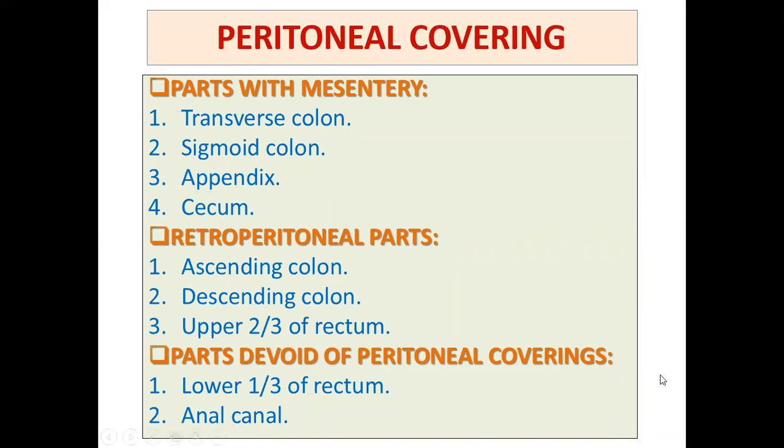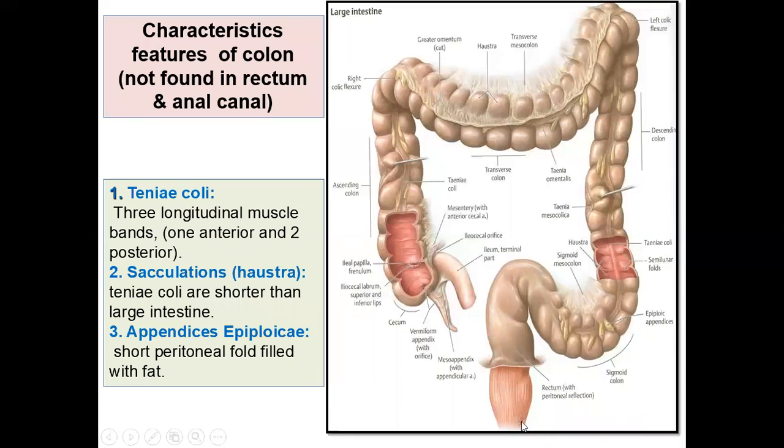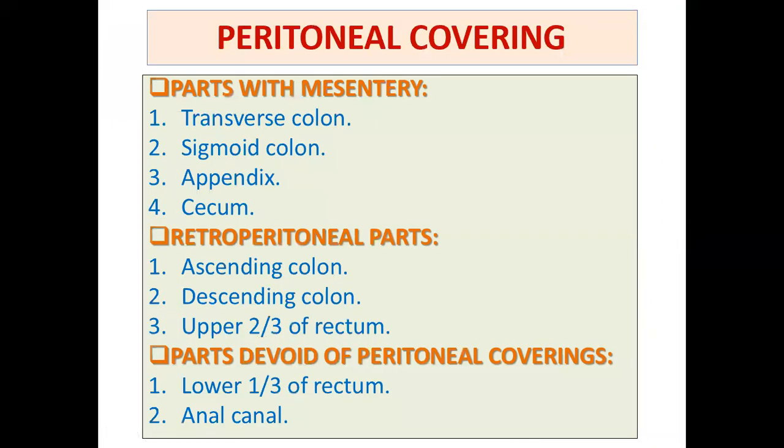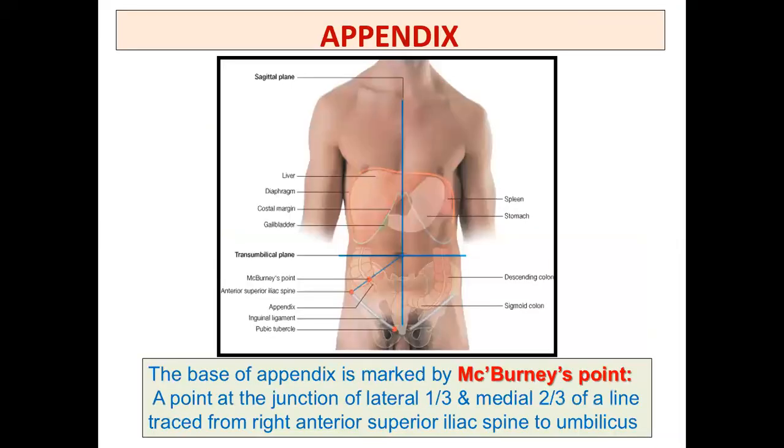And there are parts which are totally devoid of peritoneum. In the retroperitoneal parts, they are at least behind the peritoneum, and only in the front there is peritoneum. But there are areas where there is no peritoneum at all, especially the lower one third of the rectum and the anal canal. You see here, the lower part of the rectum is not covered, as well as the anal canal. All these don't have any peritoneal fold. Here at least you can see the peritoneal fold, but here there is no peritoneal fold. So this is how we can differentiate between the different parts of the large intestine.